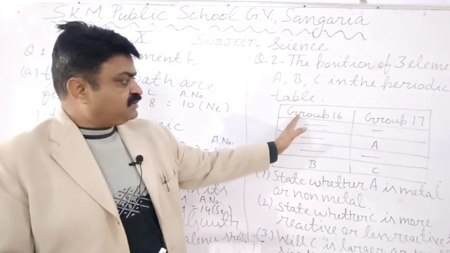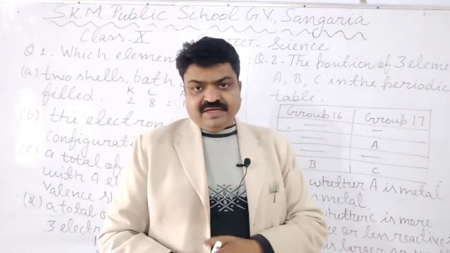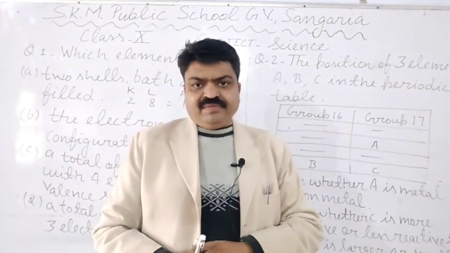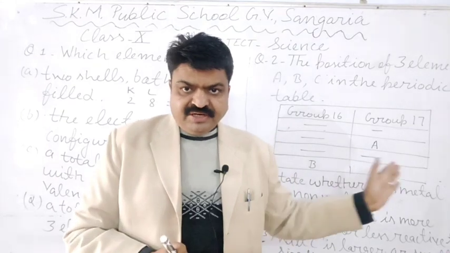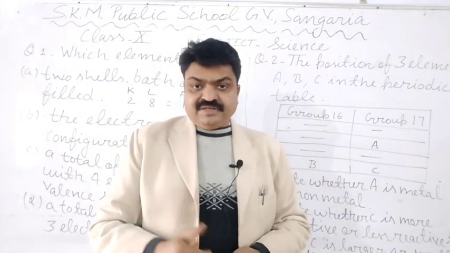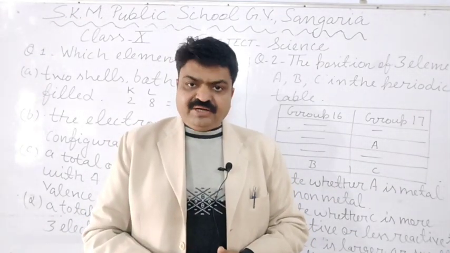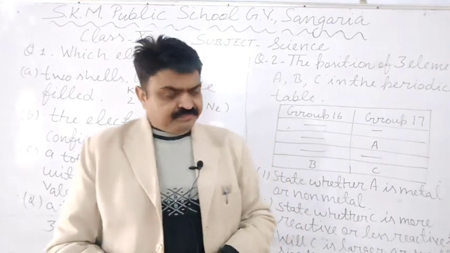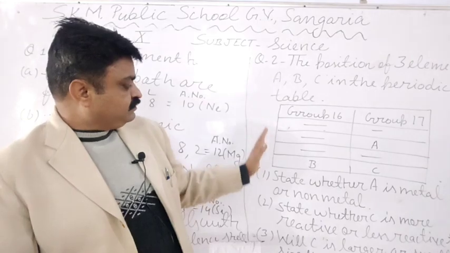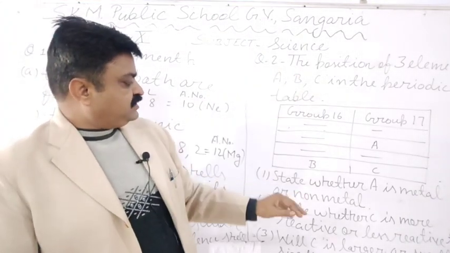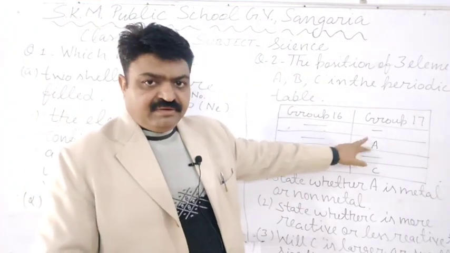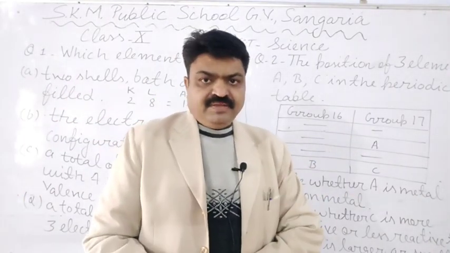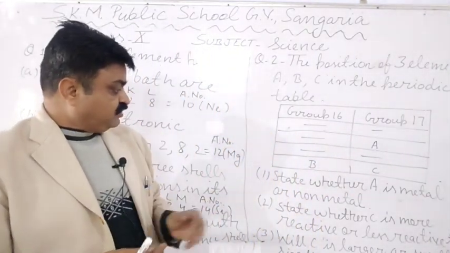With the help of group 16 and group 17. And what are they, student? Group 16 and 17 elements are considered as non-metals, means they are electronegative elements. Now here A, B and C: here A is given, here B is given, and here C is given. So how will we solve this question?